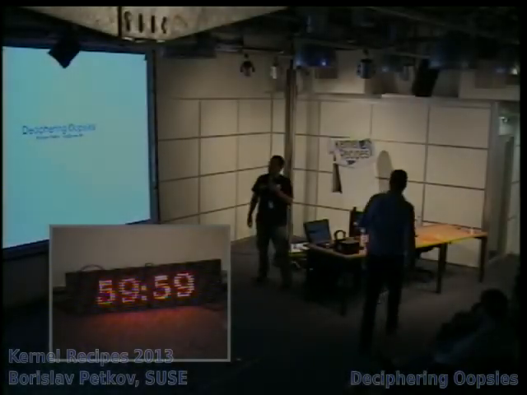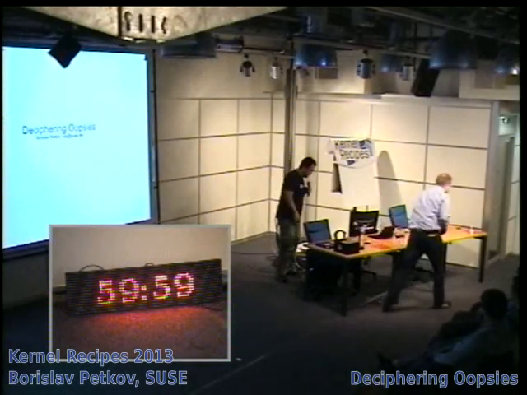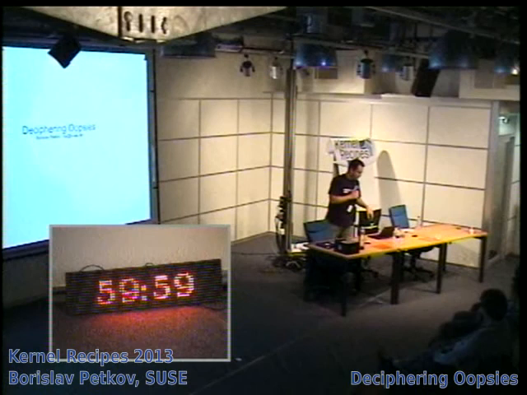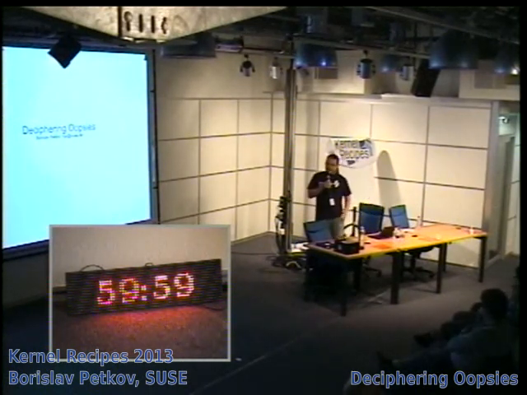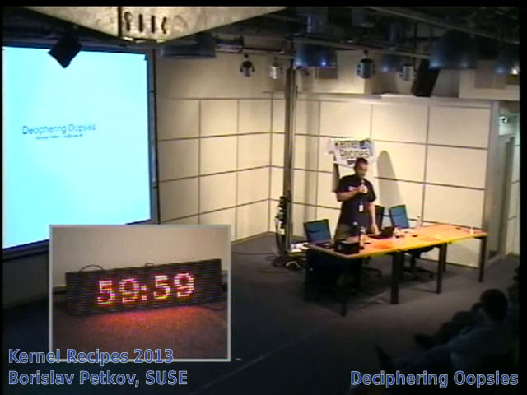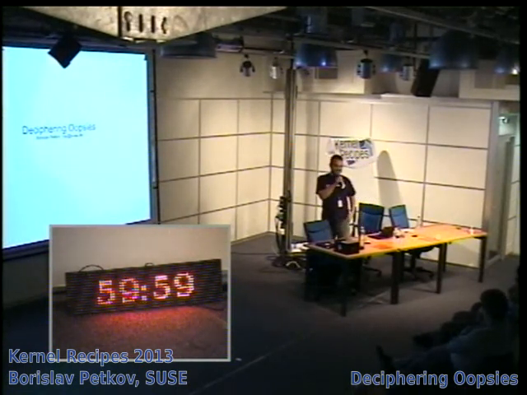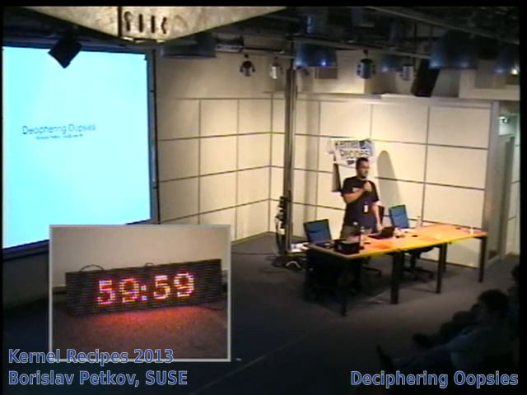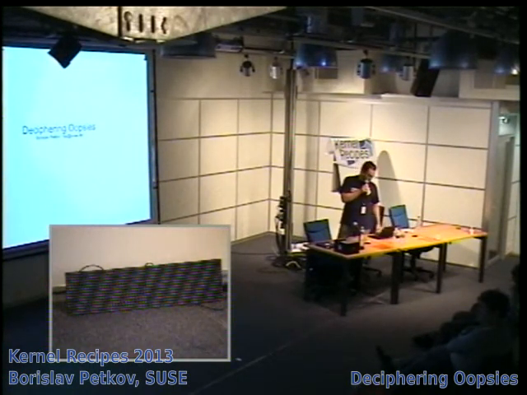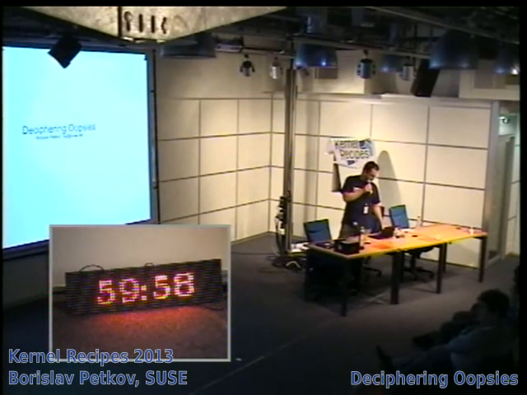My name is Boris. I work at SUSE, and I do a little bit of stuff in the kernel here and there, mostly low-level stuff, x86. I'm going to try to explain what oopses are and what all the lines say. Feel free to ask questions, because I don't know what is clear and what is not clear.